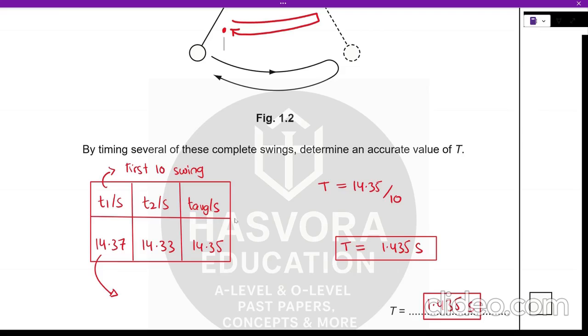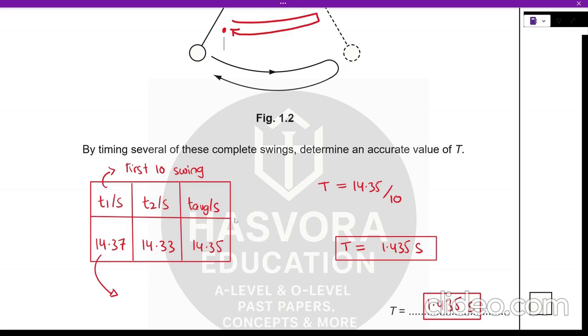So what can be the improvement is that we could use light gates connected to the data logger to automatically stop and start the timer. Now they are telling us: by timing several of these complete swings, determine an accurate value of T. By several complete swings, they mean that we have to take more than one swing and then calculate the time period for one swing.